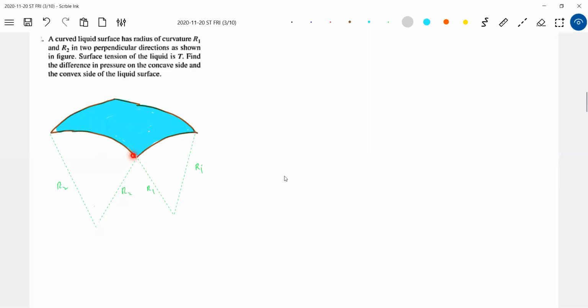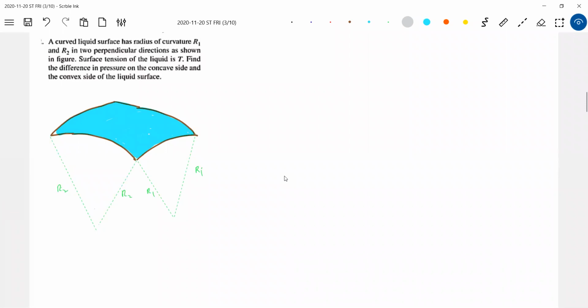This curvature will be different. Okay, there's a question given. Let me get into the diagram given in the question. In fact, it will practically appear like this if you see this one.